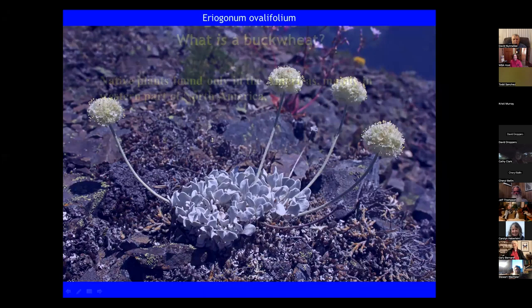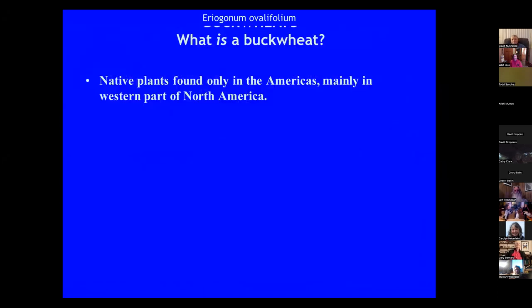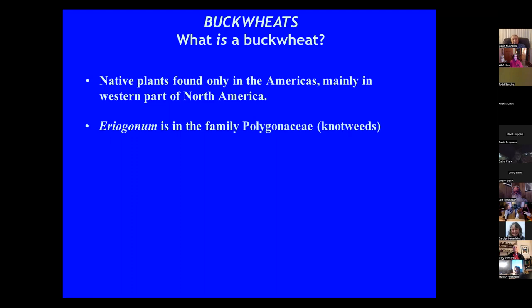So first of all, what is a buckwheat? Well, number one, they're native plants. They're found only in the Americas. They don't occur anywhere in the Old World, just in the Americas, and they're primarily in North America. A few species get down into South America, in fact as far south as Chile, but the vast majority are right here in the western part of North America. Eriogonum is in the family Polygonaceae. They're in the knotweed family.